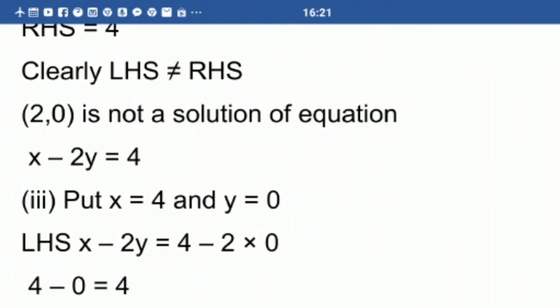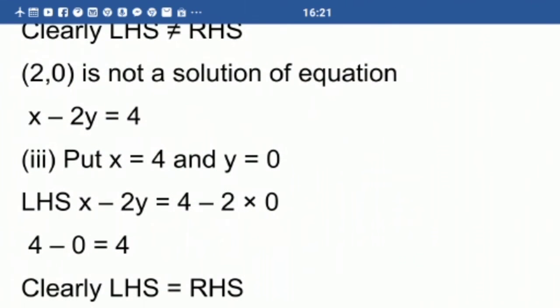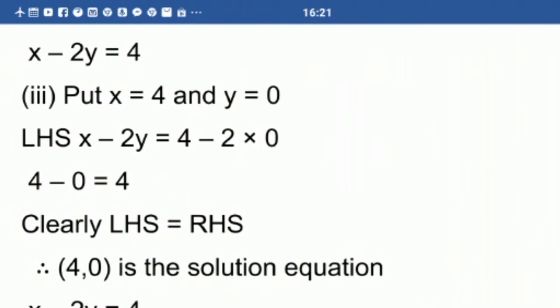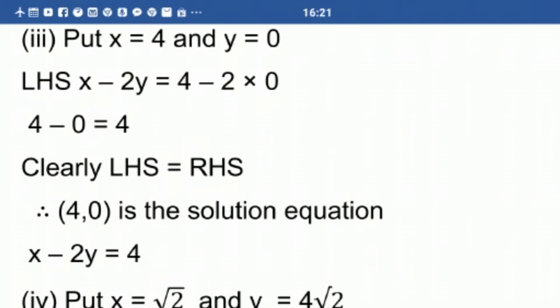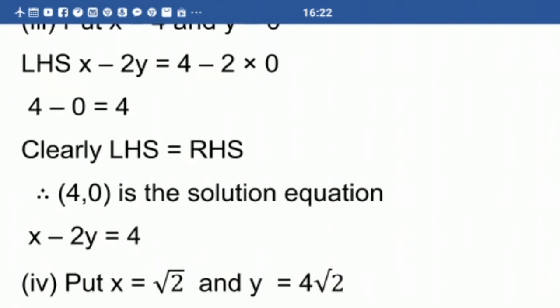Put x is equal to 4 and y is equal to 0. You know that LHS is x minus 2y. So x is equal to 4, so 4 minus, and y is equal to 0, 2 into 0. So 4 minus 2 into 0 is 0 only. 4 minus 0 is 4 only. So LHS is equal to RHS. RHS is 4 and LHS is 4. Therefore, (4, 0) is the solution of the equation x minus 2y is equal to 4.